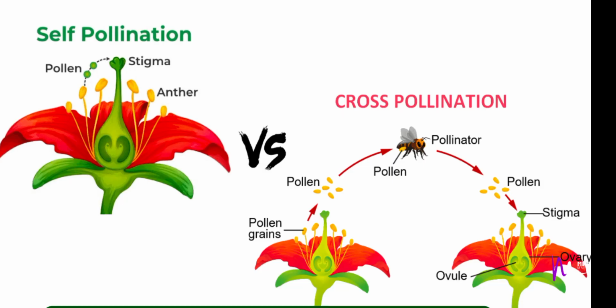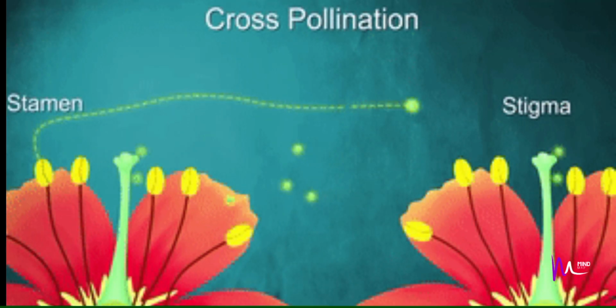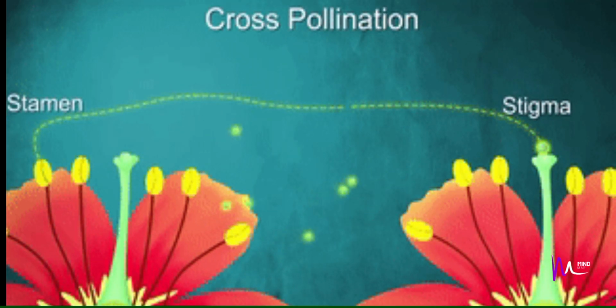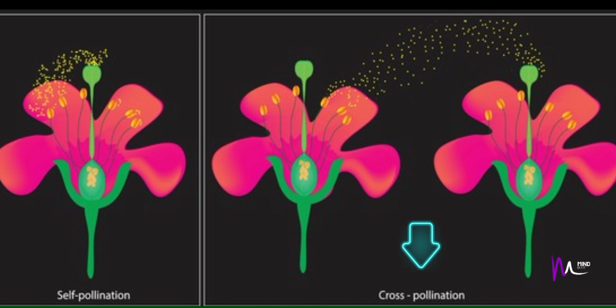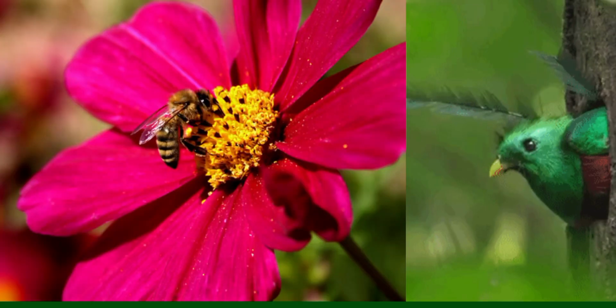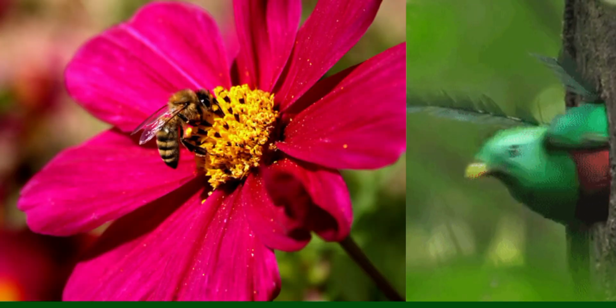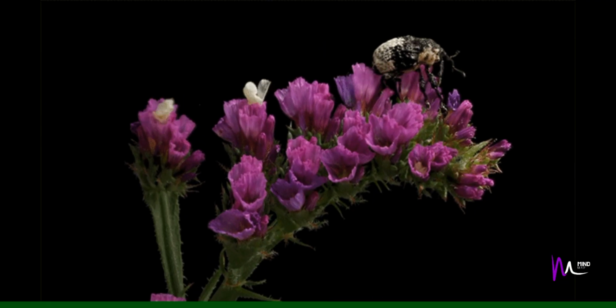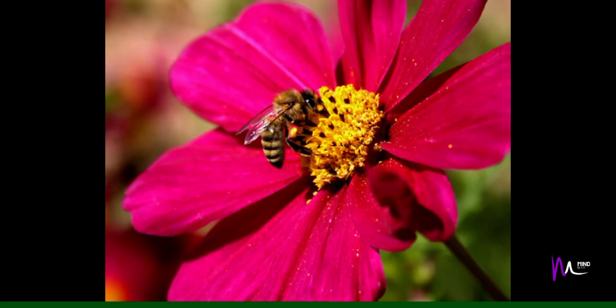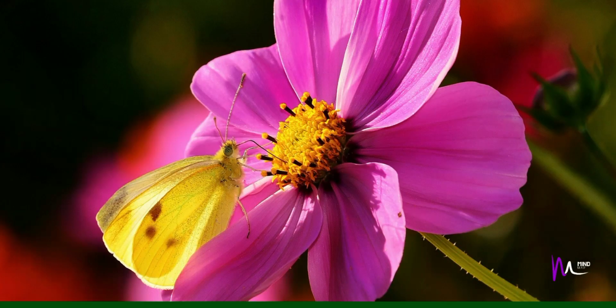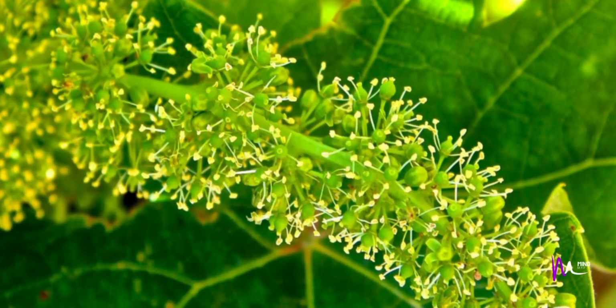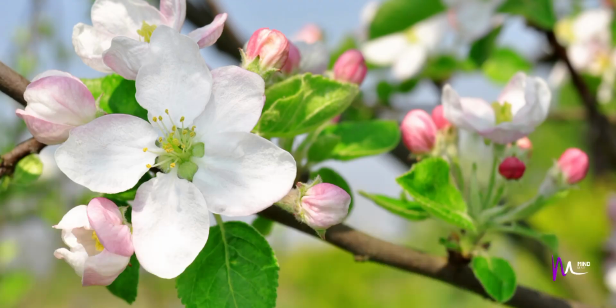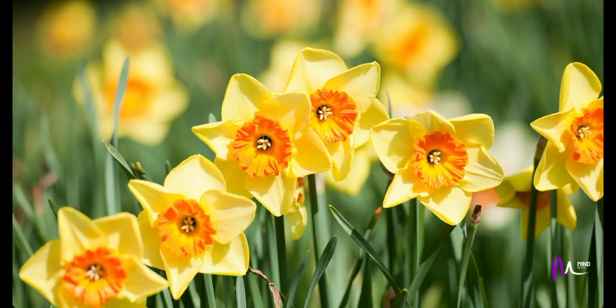Let's talk about cross-pollination. The transfer of pollen grains from the anther of one plant to the stigma of another different plant is called cross-pollination. In cross-pollinating plants, the flowers adopt various means to attract insects. In such plants, the flowers are usually large, brightly colored, with good smell. Examples: pumpkins, grapes, grasses, apples, maple trees, daffodils.